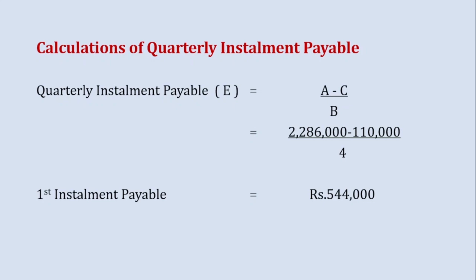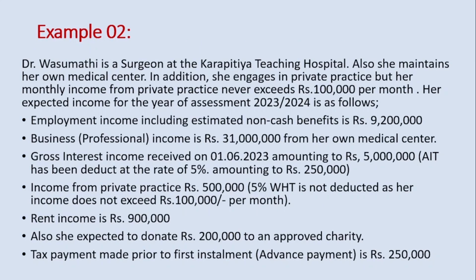Now we can apply the relevant amounts to the formula. So A is 2,286,000. We have already calculated that amount. Then we can deduct C. C means the AIT credit deducted by the withholding agent, that is 110,000. Since this is the first installment, the number of installments is 4, so we divide the amount by 4. The first installment payable is rupees 544,000. Let's move to example 2.